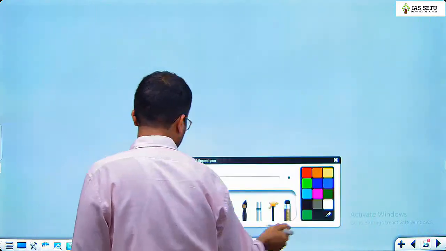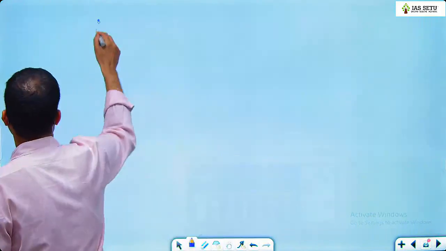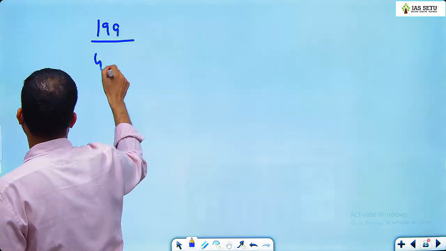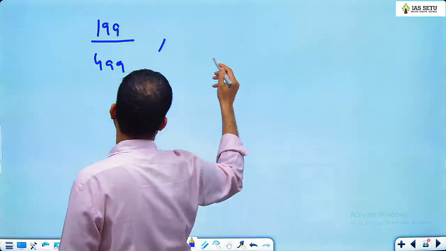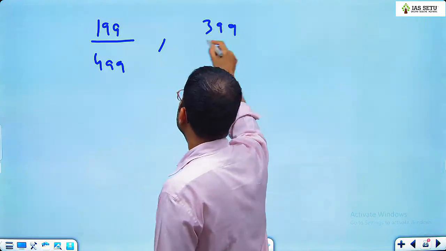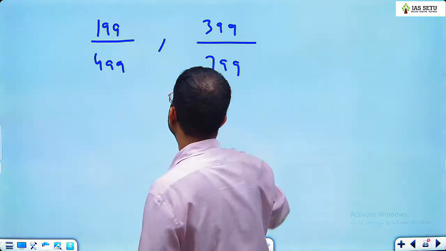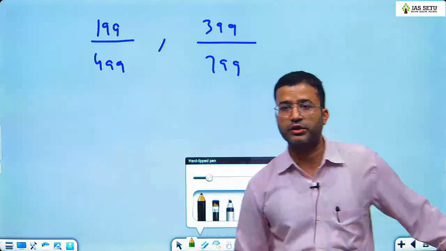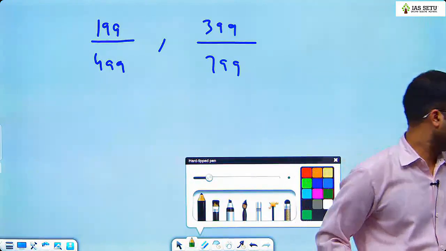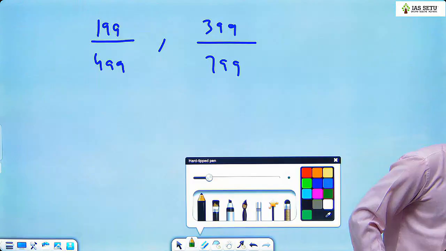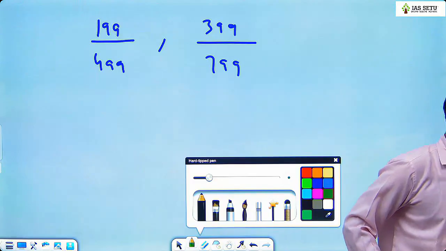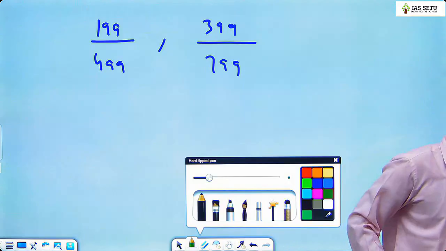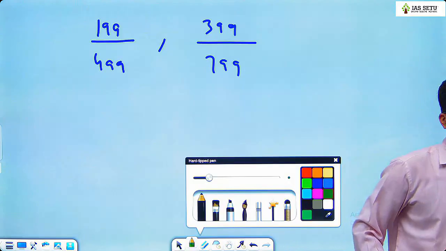Okay, I ask you a question, try this. 199 upon 499, 399 upon 799. Here, out of these two fractions, just take your time. After taking approximate value, you have to convert in decimal. 6th standard NCERT.